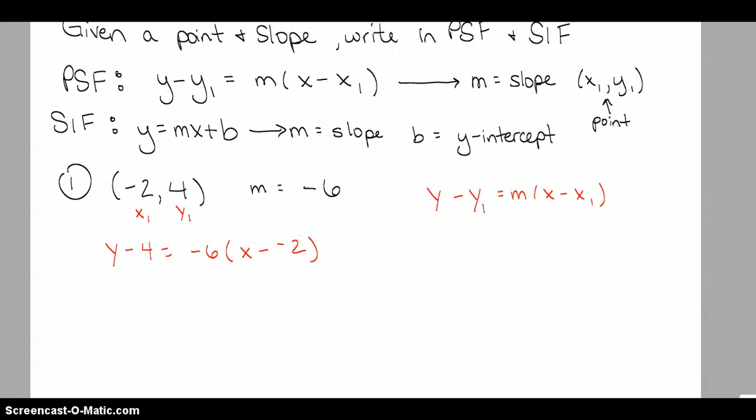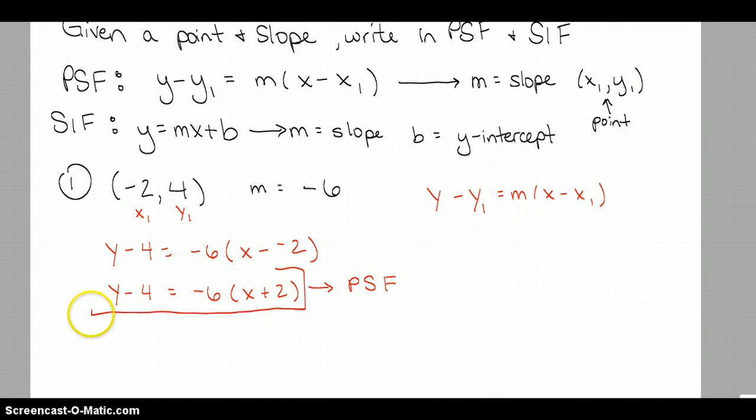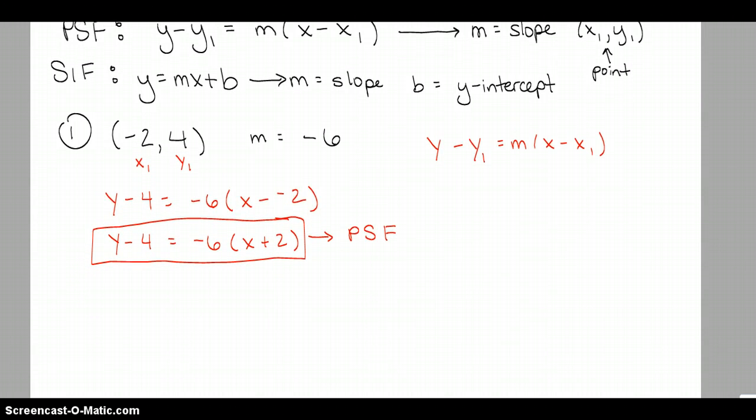From here, we're going to simplify it a little bit, get rid of the minus negatives. So we have y minus 4 equals -6 times x plus 2. Now we are done. This is it. That's point-slope form. So if it asks you for the equation in point-slope form, that is it. You are done. And then usually it also asks you to write it in slope-intercept form.